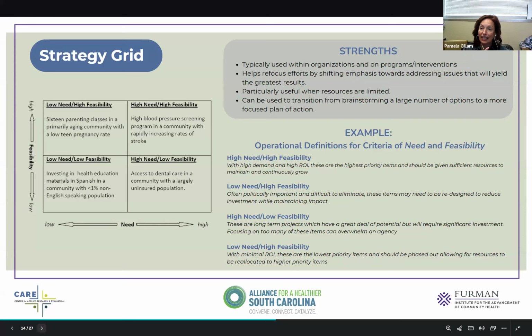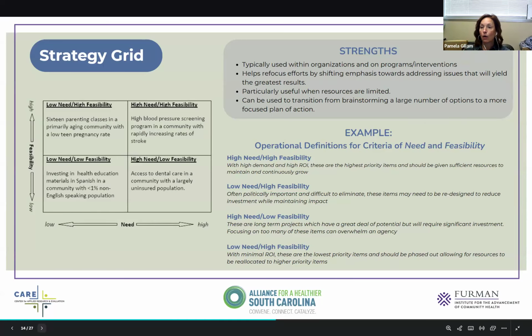So as you can see, the way it's structured here is it's a grid, right? And the criteria for this particular example is need and feasibility. It doesn't have to be these criteria. You could pick different criteria, but again, they're using some sort of criteria. There are other examples, like importance and urgency might be the criteria you choose, or cost and impact.